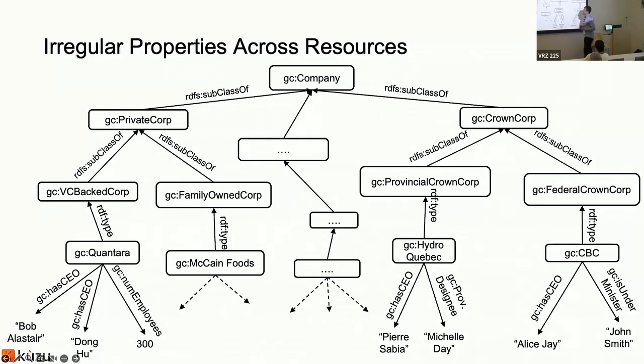But one thing that you get, for example, is that because your domain was really complex, you get a lot of flexibility. For example, what I'm showing here is a company that has a single CEO. Maybe Hydro-Quebec has one CEO, Pierre Sabia, whereas Quantara maybe is in a co-CEO structure, and you could just put another CEO record there. If you wanted to have a third CEO, you could just utter a new sentence. You could say Quantara has a CEO, Alice or something. So you get this flexibility in terms of what you can put into these data sets.